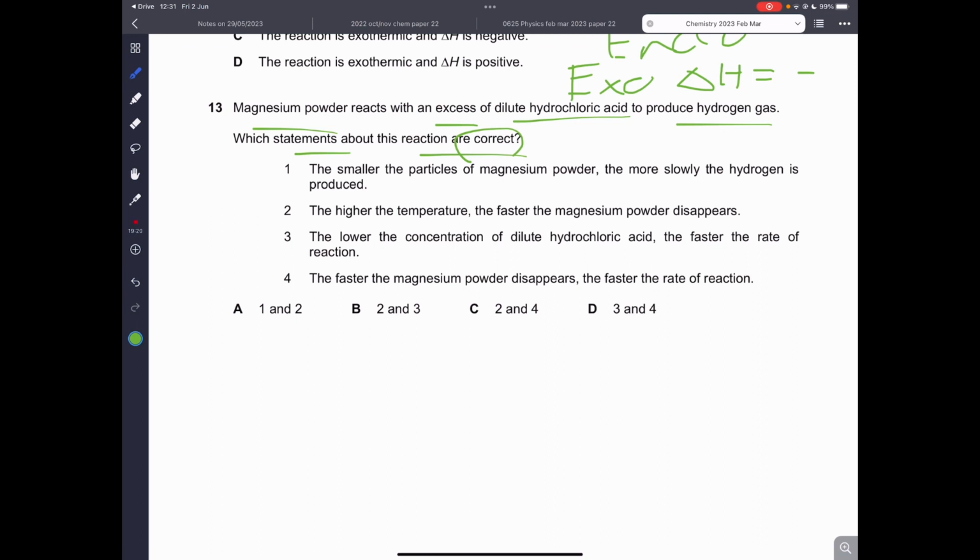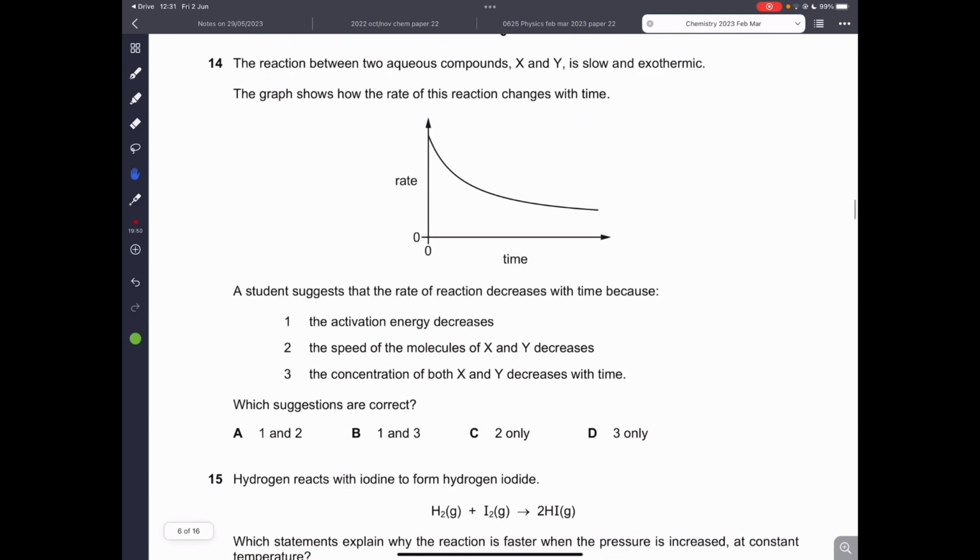Well, the smaller the particles of magnesium powder, the more slowly the hydrogen is going to be produced. No, this is wrong. The higher the temperature, the faster the magnesium powder disappears. Correct. The lower the concentration of hydrochloric acid, the faster the rate of reaction. This is completely wrong, because the lower the concentration, the rate of reaction will also be lower. Statement number 4, the faster the magnesium powder disappears, the faster the rate of reaction. And therefore 2 and 4 are correct. So C is the correct answer.